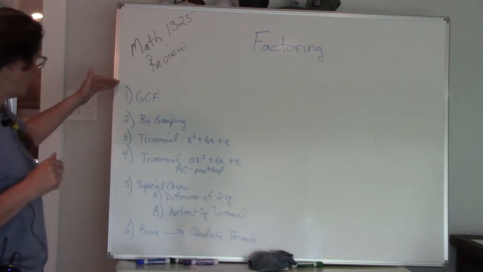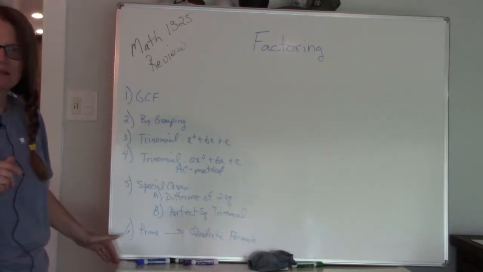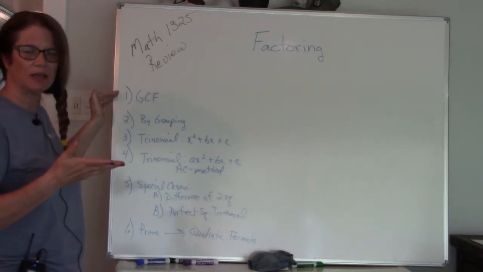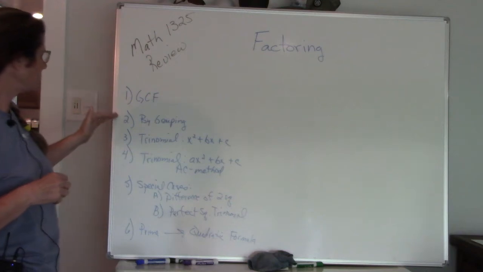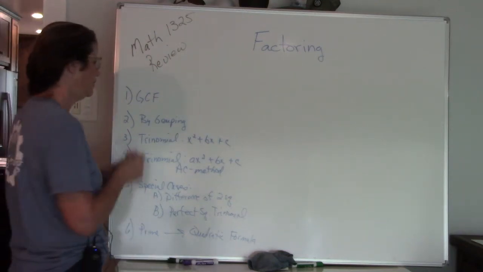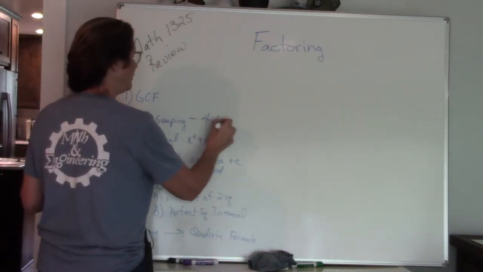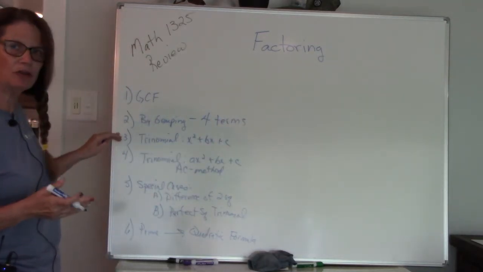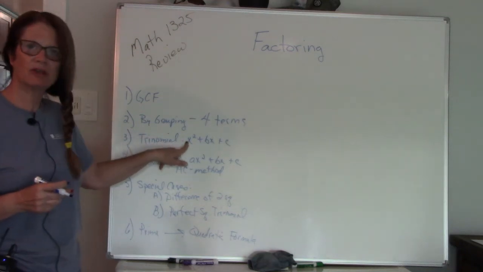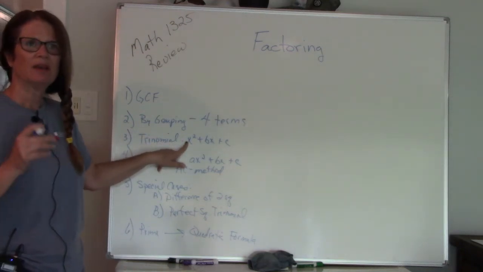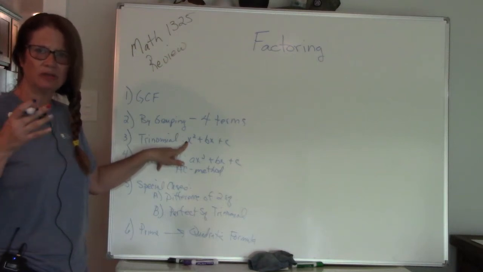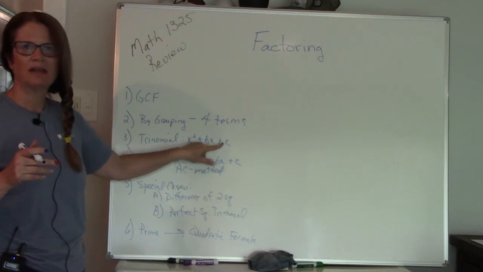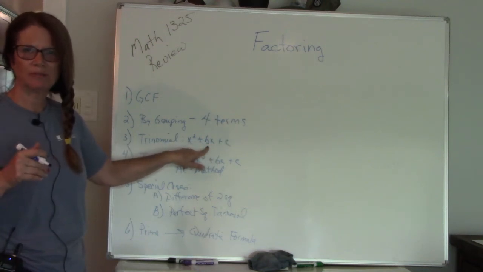So there are 6 different techniques in factoring. There's the greatest common factor. That's just when you have something in common and you pull it out. There's factoring by grouping, and we know it's factoring by grouping because there will be 4 terms. Then we have a trinomial where 1 is in front of the x squared. In that case, you're just finding 2 values that give you c, that when you add them up, you get b.